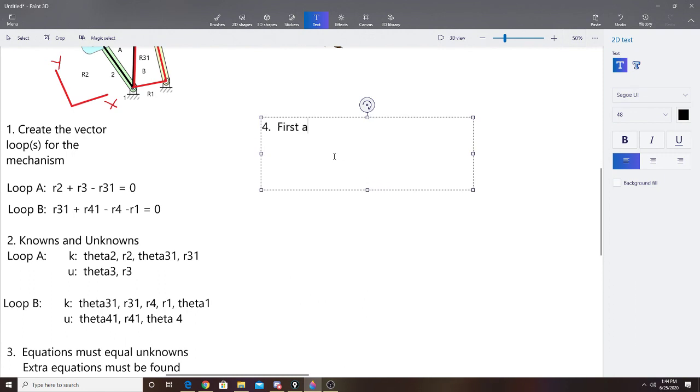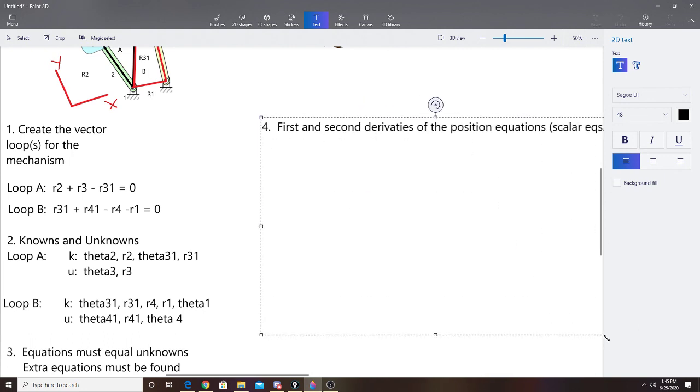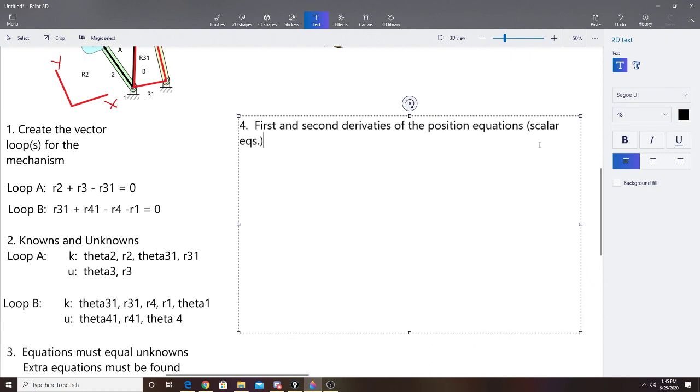derivatives. So first and second derivatives of the position equations, which are the scalar. So I'm going to go ahead and make this one really big. So I'm going to start with x prime, so x prime of this equation right here.